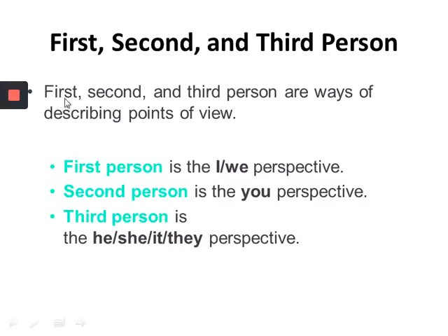First, second, and third person. First, second, and third person are ways of describing points of view. First person is the I and we perspective. Second person is the you perspective. Third person is the he, she, it, they perspective.